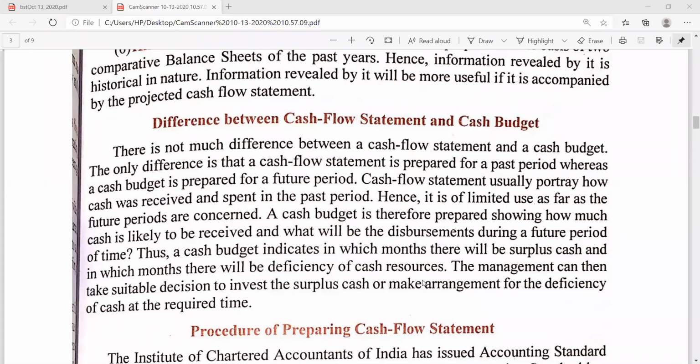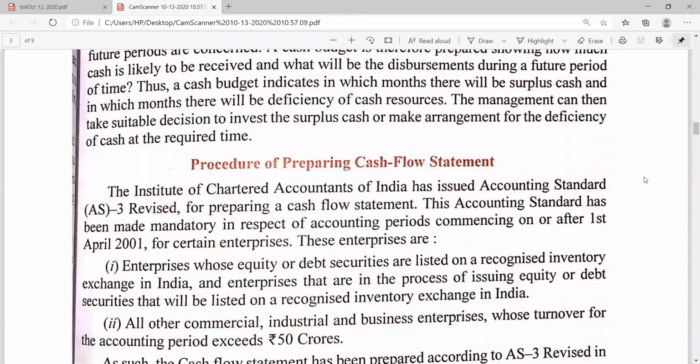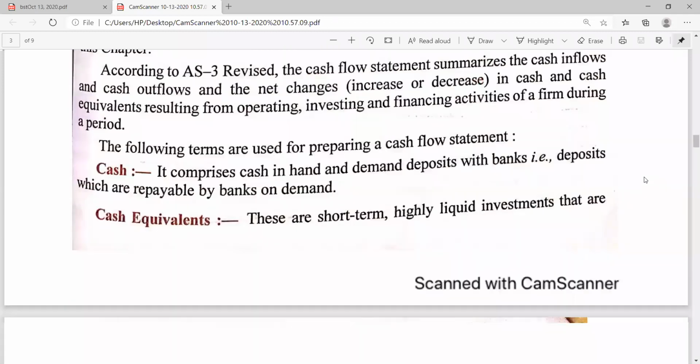No doubt both are prepared for the calculations of cash, but the cash budget is for the period of the future, while the cash flow statement is related to the past period. The most important thing that you should keep in mind: the cash flow statement just looks back, but the cash budget just looks ahead. So it is a major point to be kept in mind while differentiating the cash budget and cash flow statement. Now the question arises, how the cash flow statement is to be prepared.